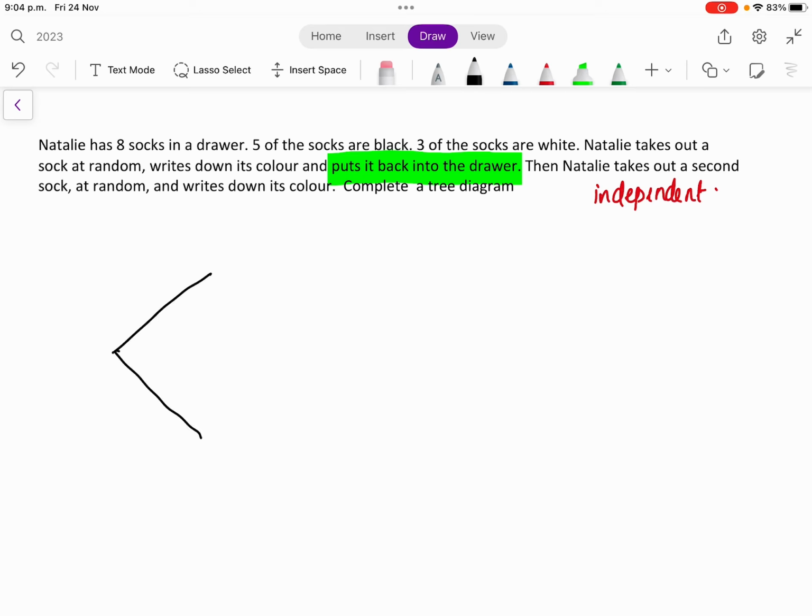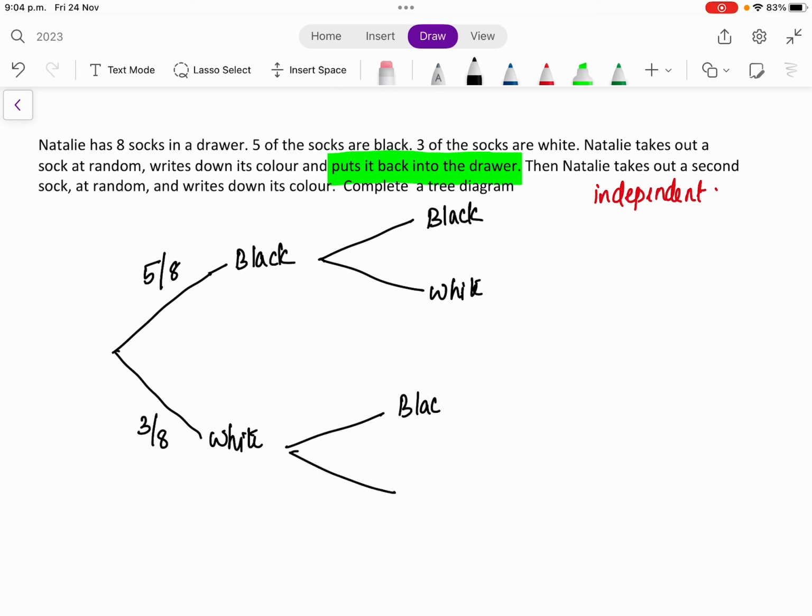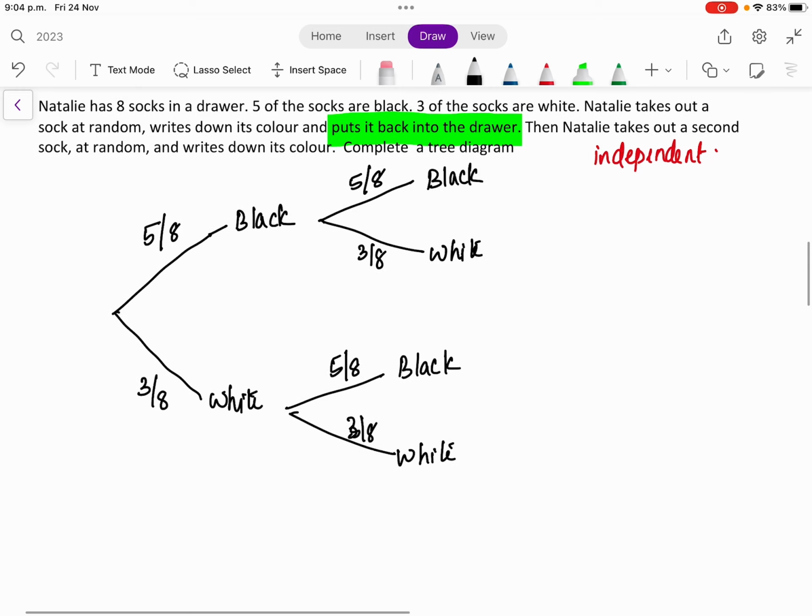So let me draw a tree diagram here. Total 8 socks, and I have black and white here. The probability of a black sock is 5 over 8 and a white sock is 3 over 8. Again, she is picking up, so it is black and white here. Since they are independent, the probability doesn't change. So it is 5 over 8 and 3 over 8. Also the same thing, 5 over 8 and 3 over 8. Okay, this completes the tree diagram.